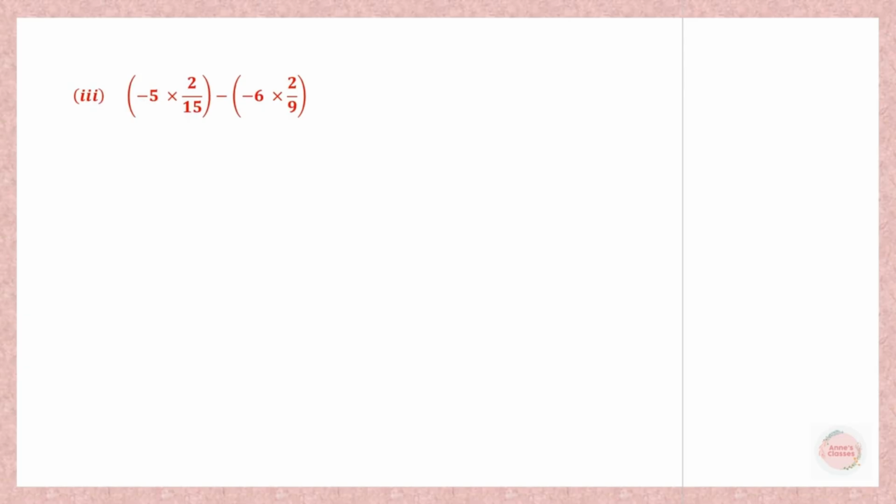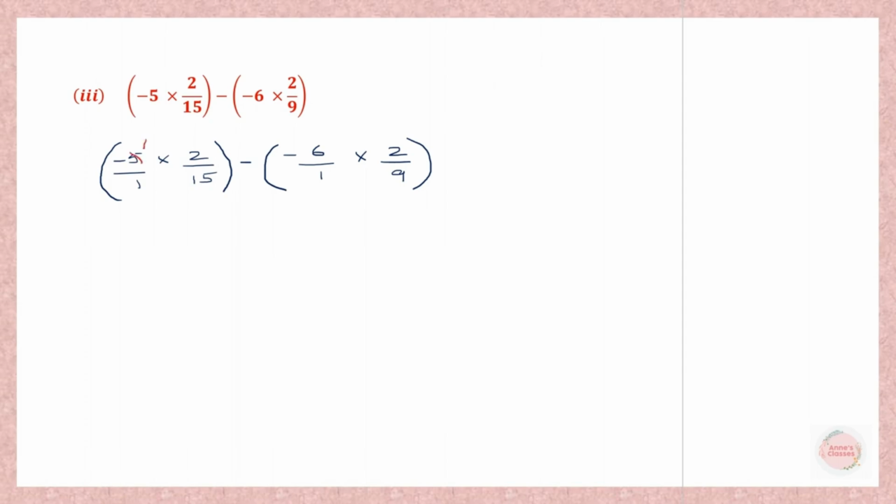Question 3. So here also let's write that down. So here we have minus 5 into 2 by 15. So let's give 5 the denominator 1. So this is the first one. And then we minus the second one, that is minus 6, and give it the denominator 1 into 2 by 9. Now look at the first set here. What can we cancel? We can cancel 5 and 15 both by 5 itself.